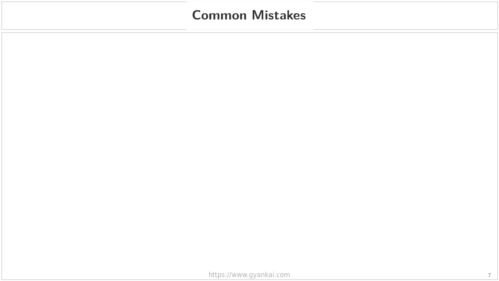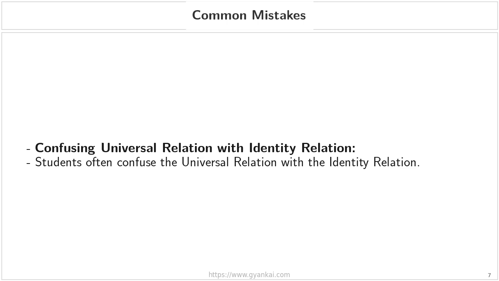Common mistakes. Now that we have covered the definition and the construction of the universal relation, let us move on to some common pitfalls. It is important to address these to ensure you have a precise understanding of the concept. First, students often confuse the universal relation with the identity relation. While they may sound similar, they are fundamentally different in scope.